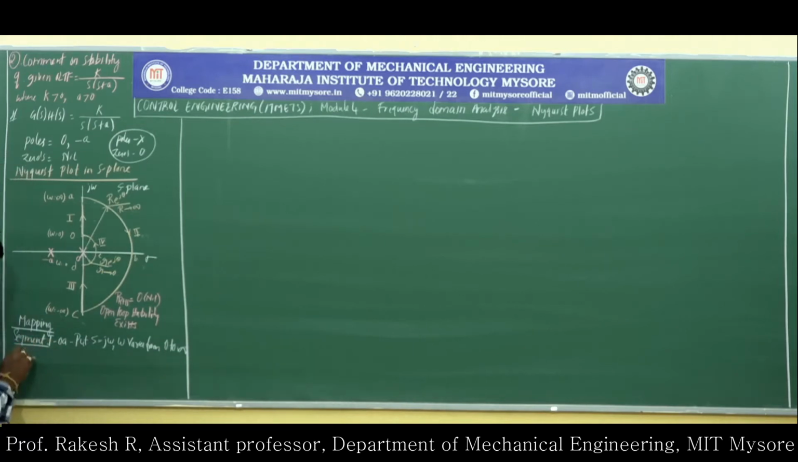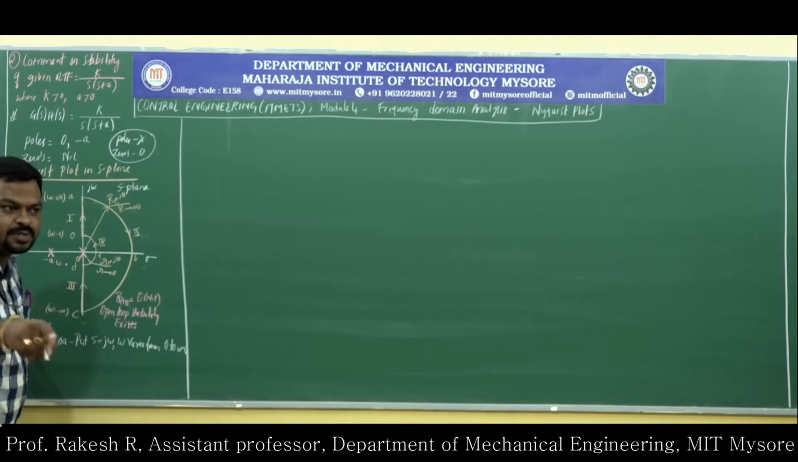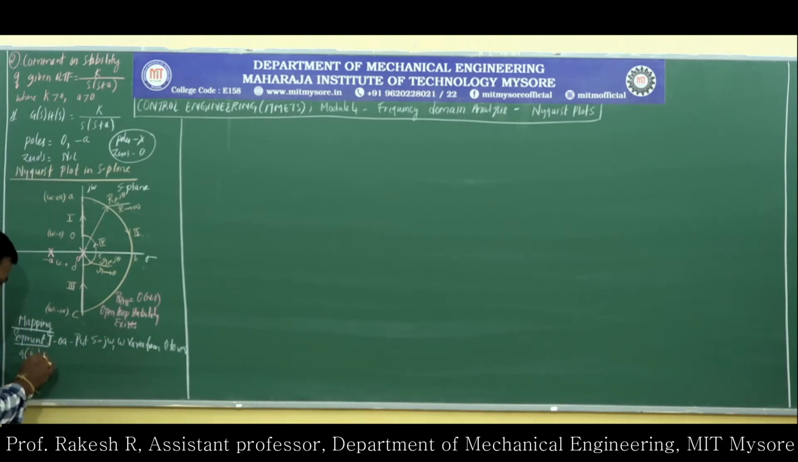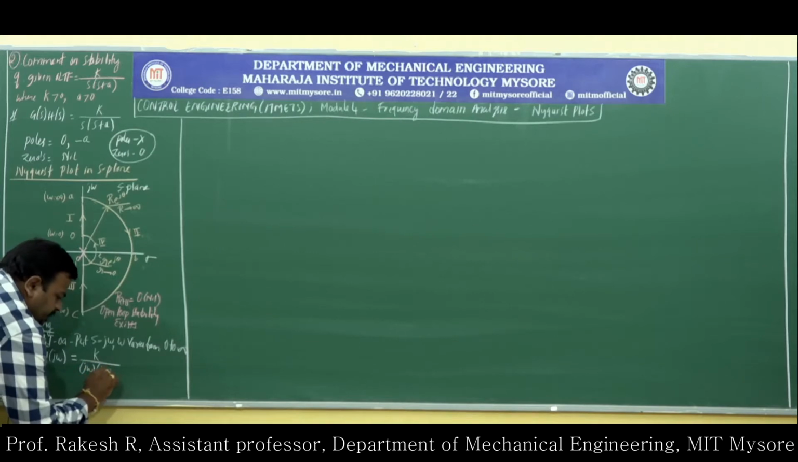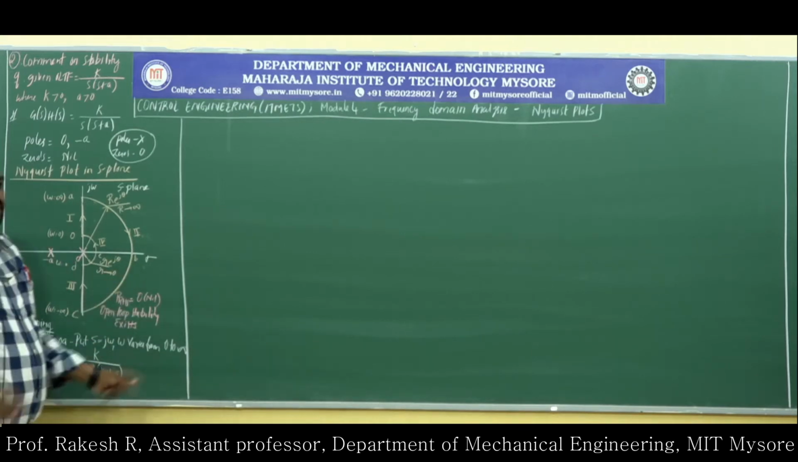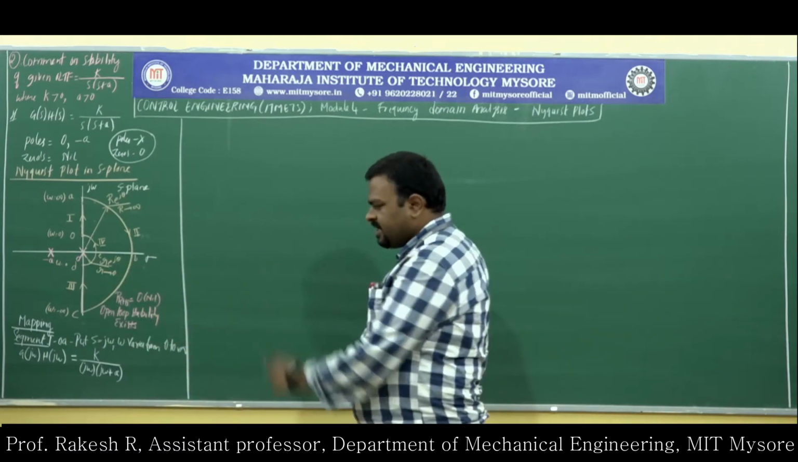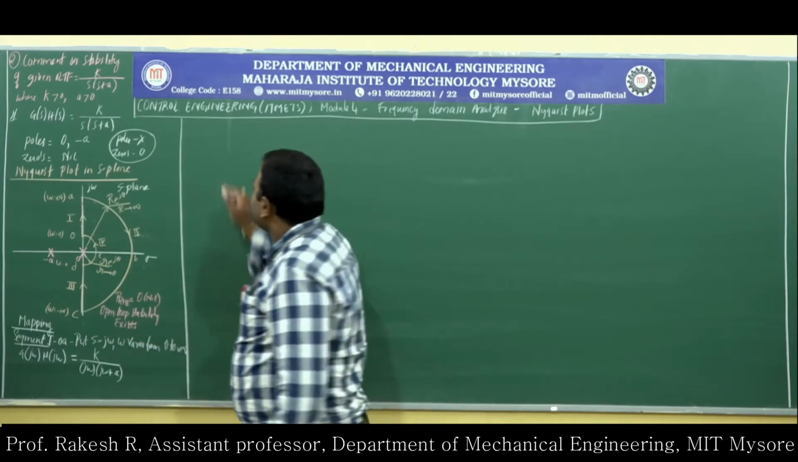So I will write G of S, where S is replaced with j omega. This is the actual procedure for a polar plot, the same thing you did in the previous problem. G of j omega into H of j omega equals K divided by j omega into j omega plus A. I have replaced S with j omega, that's all. Then another thing I have to calculate is the magnitude and phase angle.